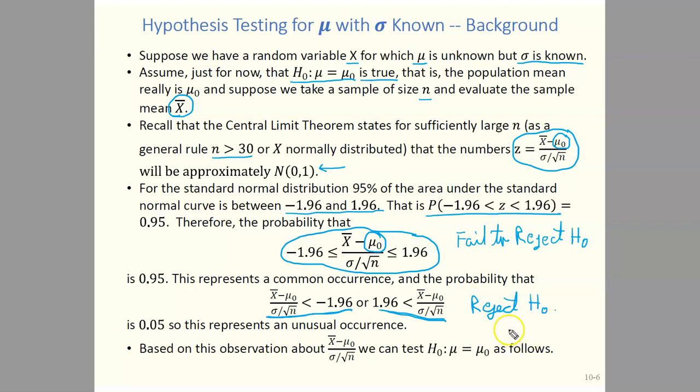And that's basically how our hypothesis testing works. It's pretty easy. We just have to calculate this number right here and compare it to negative 1.96 and positive 1.96. Now here's the full procedure in the next slide.